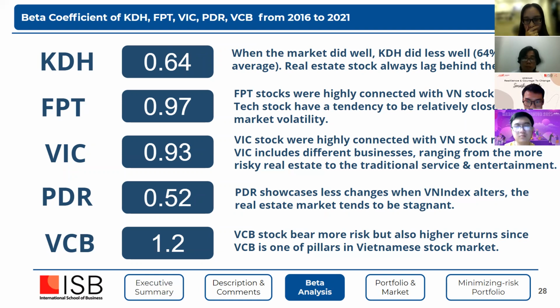To the VCB, the beta was 1.2, indicating that VCB stock fluctuated 20% more than the VN stock market in 2016 to 2021. The reason for this could be that VCB is one of the pillars of the Vietnamese stock market. So when the market is up, investors would consider buying this pillar first, and vice versa, when the market is down, investors would also consider selling this pillar first.